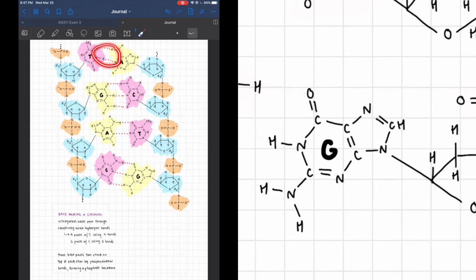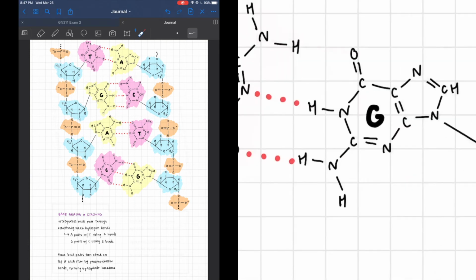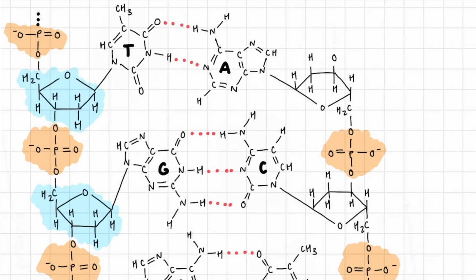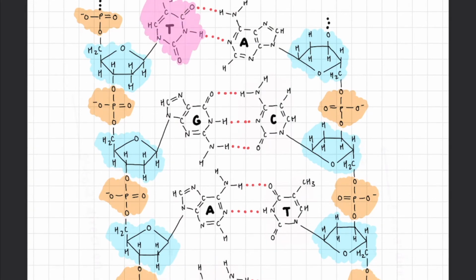The bases are hydrophobic in the center, while the phosphodiester backbone is hydrophilic on the outside. The hydrophobic interactions are maximized by base stacking and are the main force in stabilizing the double helix.